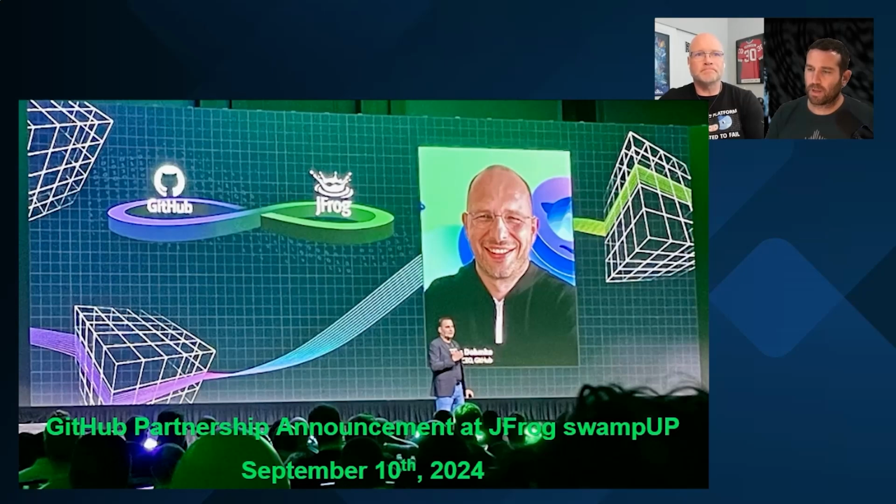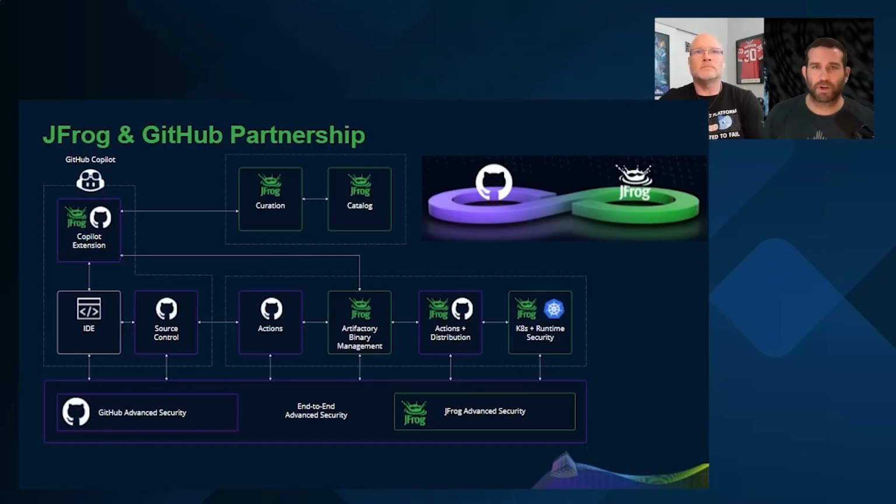And if we take a look at the full map of the integration, this is the vision or the overview of this collaboration. It all starts with the IDE, of course, where the developer writes his code. But you can see that along the way, there are some places where we can collaborate. And of course, on the bottom, you can see end-to-end advanced security with GitHub Advanced Security and JFrog Advanced Security. And also the Copilot extension for JFrog, which we will demo later, and you will see how cool it is to just ask AI about your binaries and about your organization.